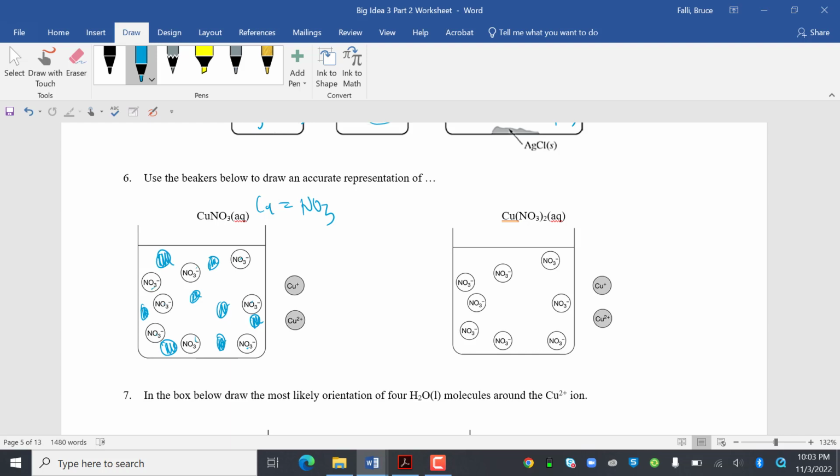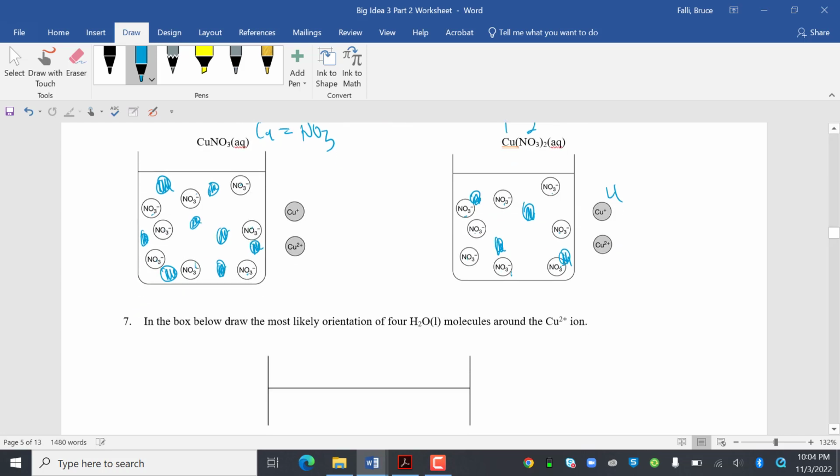Cu(NO3)2 taken twice, so that means I have 1 copper for every 2 nitrates. 1, 2, 3, 4, 5, 6, 7, 8. So I need 4 of these guys. 1, 2, 3, 4. I don't know why they're running, but they are.